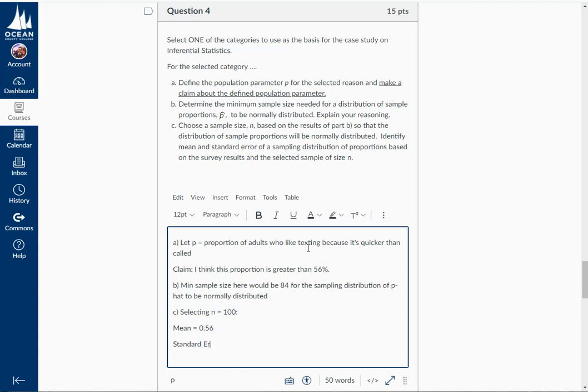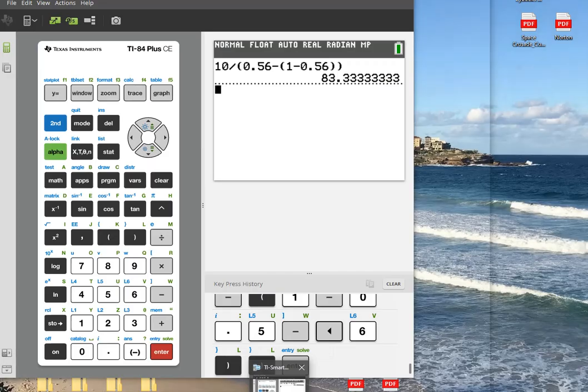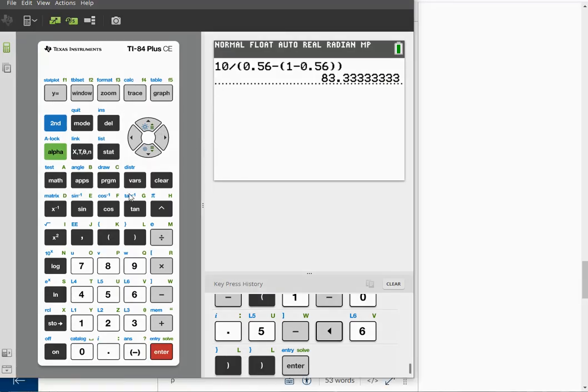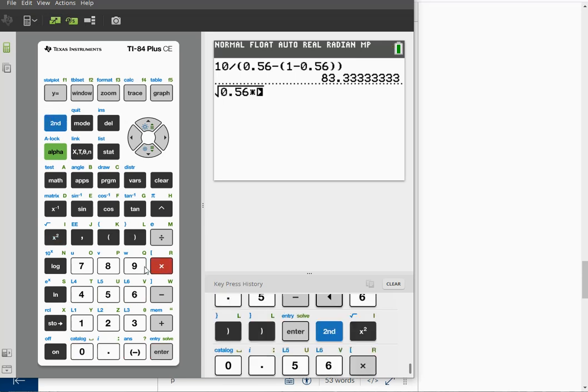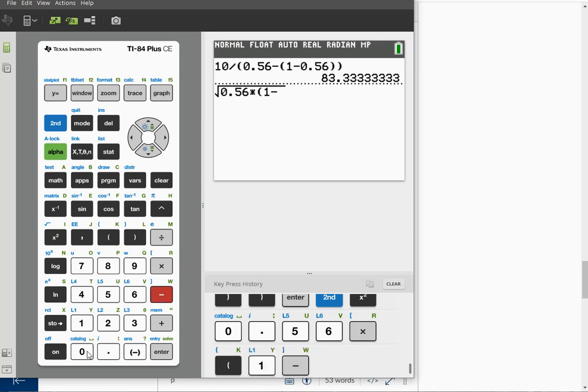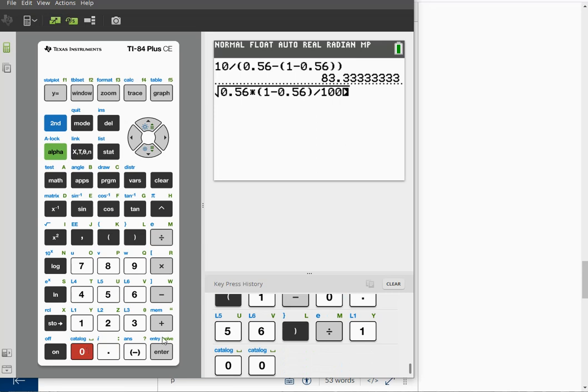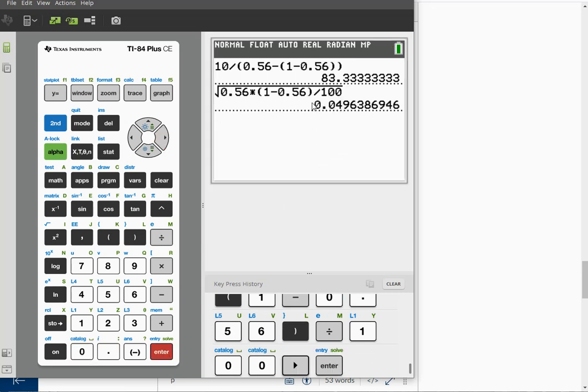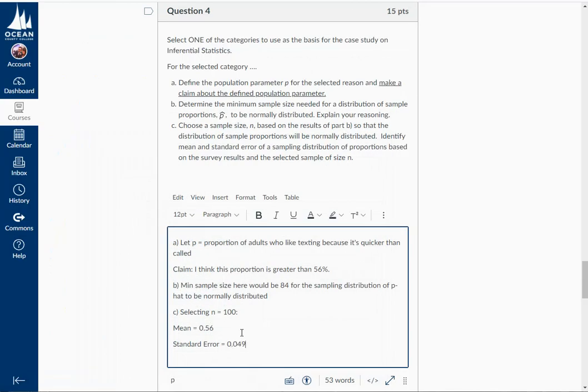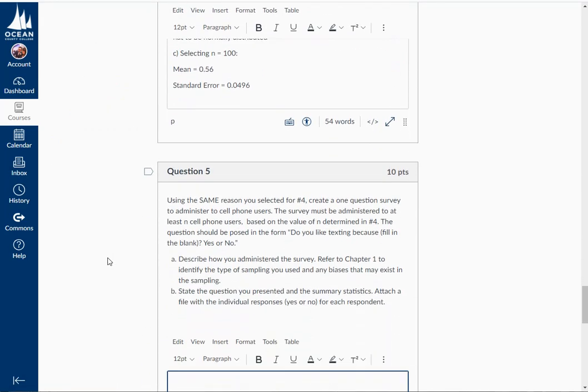And the standard error would be equal to, again, just use that formula: the square root of 0.56 times 1 minus 0.56, divided by, and remember, I said I was selecting a sample size of 100. And I'm going to get 0.0496. Okay, got this. Let's go to question 5.